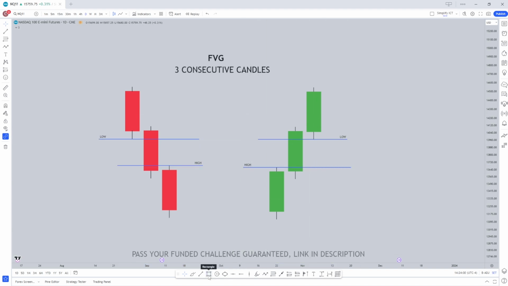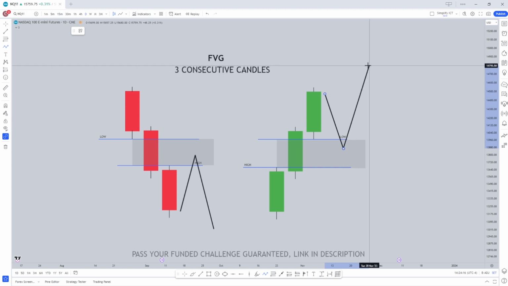And what we can do at this point is mark out the fair value gap that's been created. So now this is the gap in the second candle, and we can expect price to retrace back into this level before continuing lower. Same thing for the bullish example. We can expect price to retrace into this area before continuing in the same bullish direction.